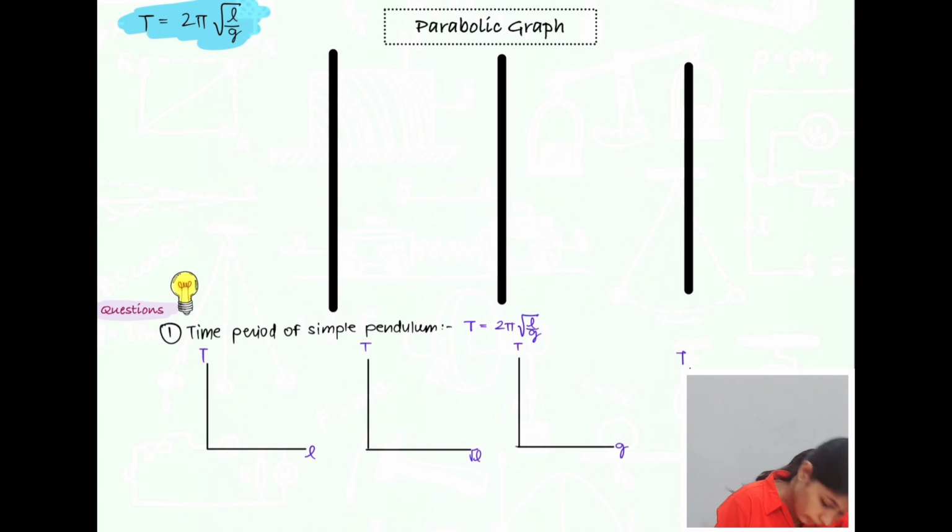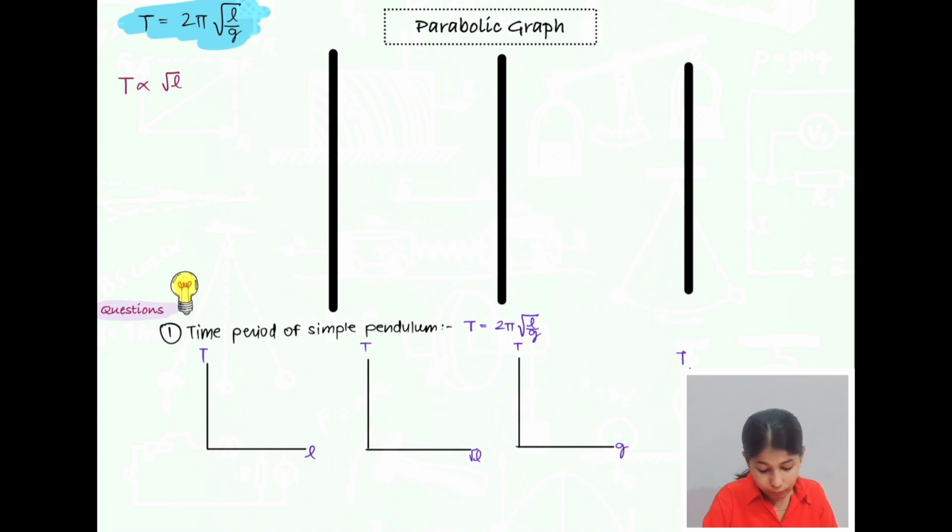T and L. Here you can see that this is an under root above the dash. Okay? So can I write that T is directly proportional to under root L? Yes. Kindly focus here, because equal will convert it into directly proportional, and these 2 pi and under root g will become constant. So you will get T is directly proportional to under root L.